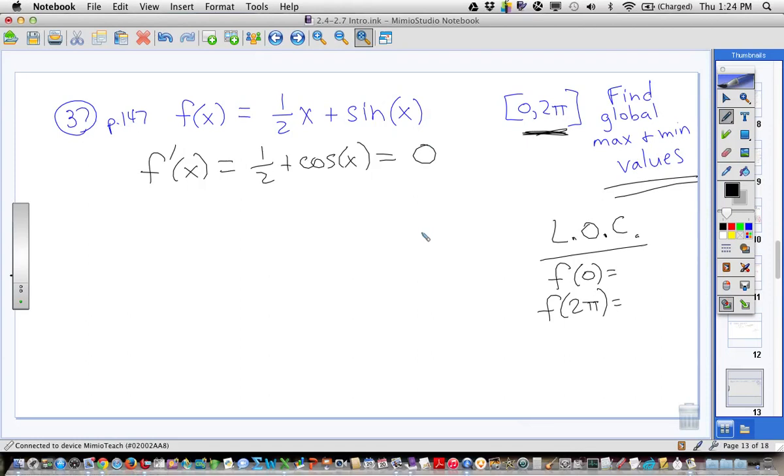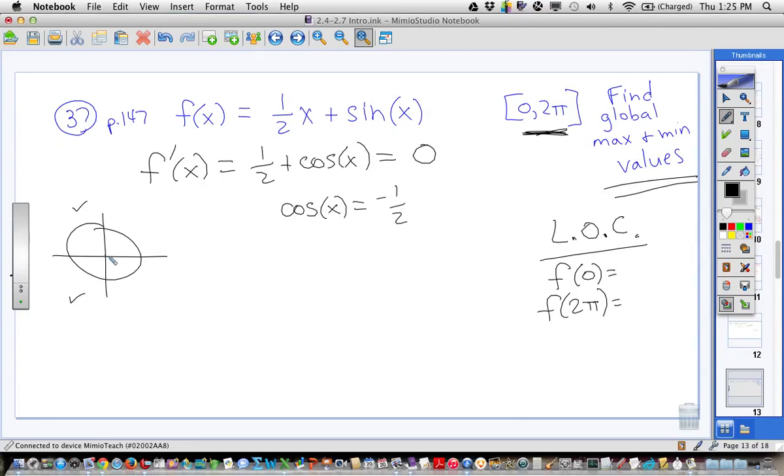Now, if this was a calculator one, you can now get on your calculator, do a solve, and write down what x equals, right? If it's a no calculator one, you probably subtract 1/2 from each side, like we did on yesterday's worksheet, and you ask yourself, where does cosine equal negative 1/2? Well, if we go to the unit circle, cosine is negative over in these quadrants here.